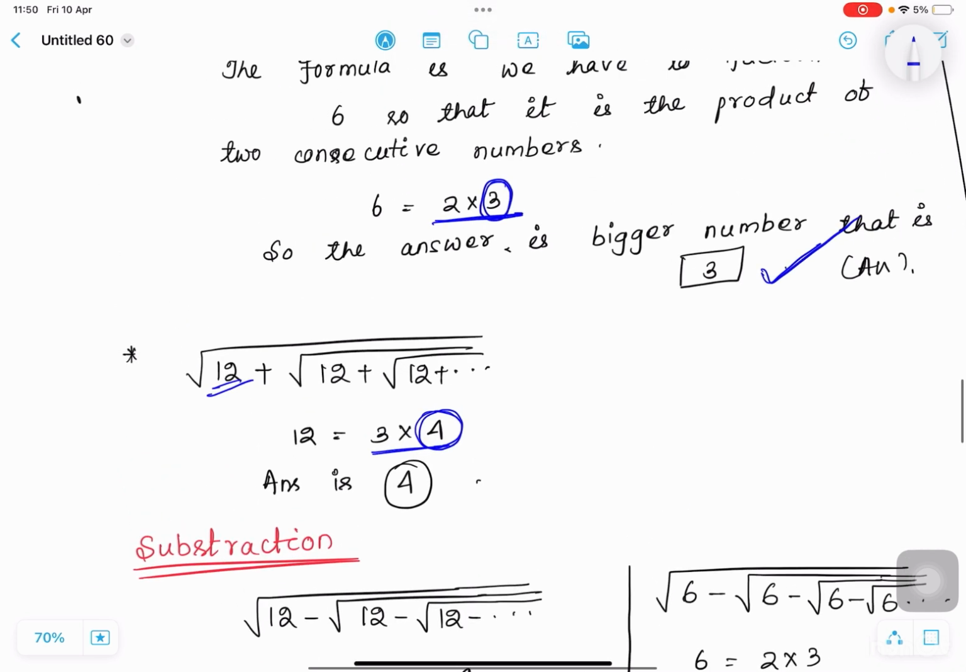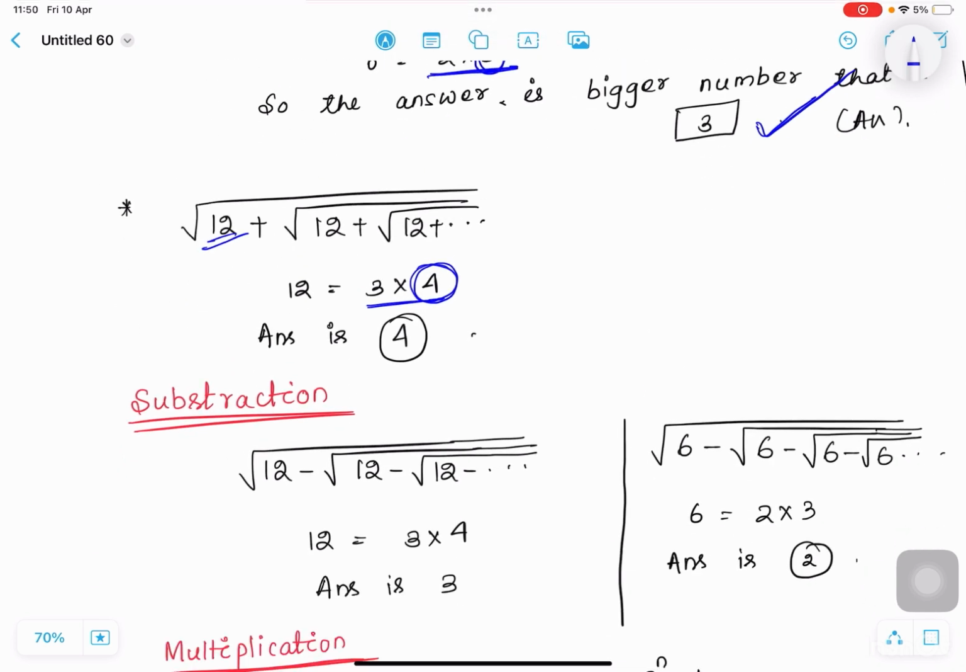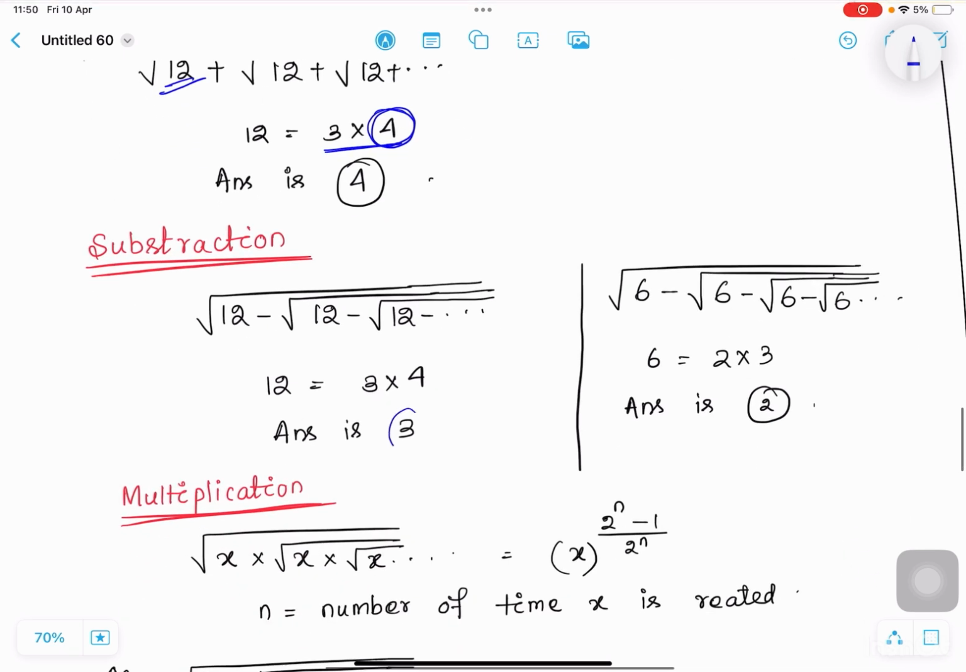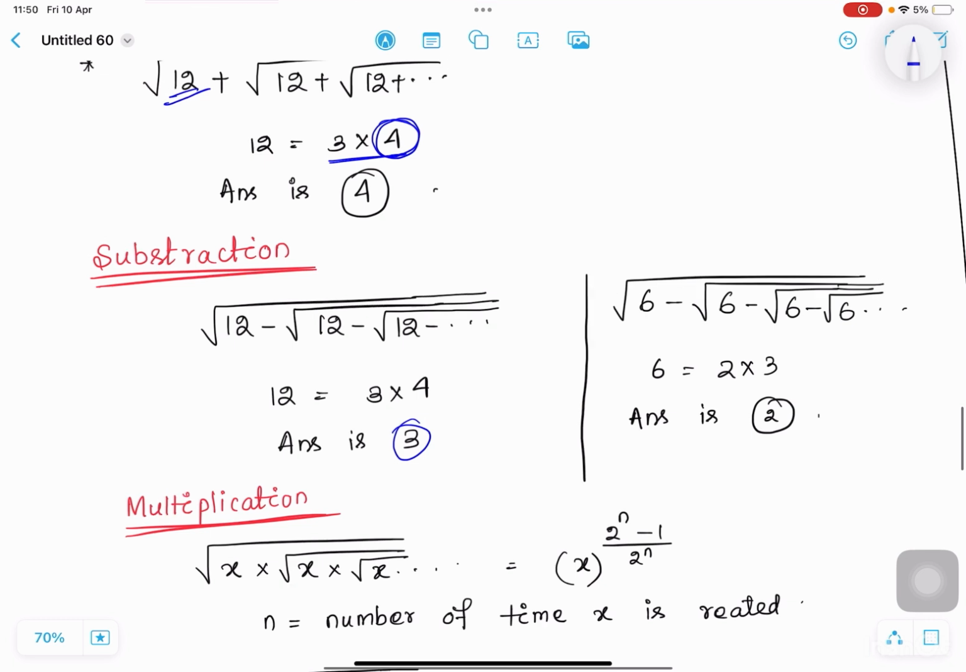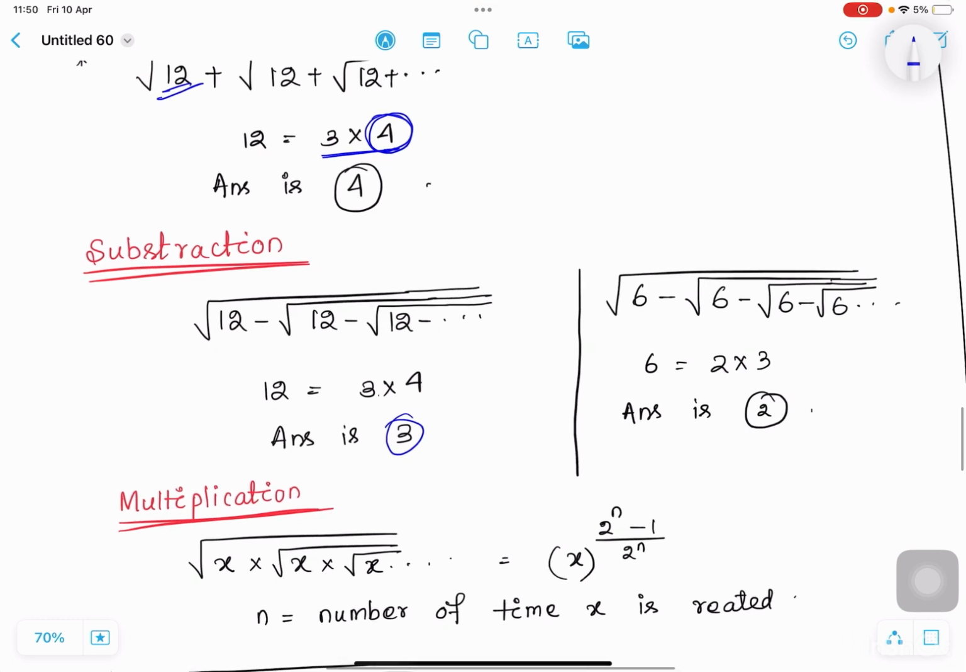So this is very simple. And in subtraction it is the same thing, but the lower number is the answer. So see, root over 12 minus root over 12 minus root over 12, so the consecutive numbers are 3 and 4, so the smaller one, 3, is the answer. For 6, 2 will be the answer.